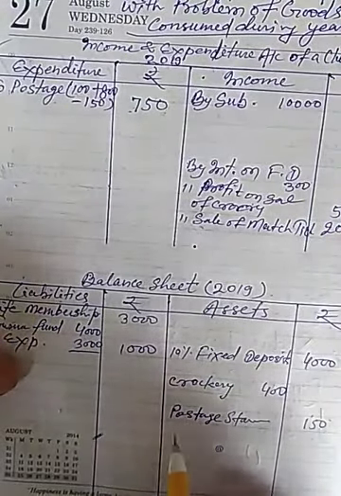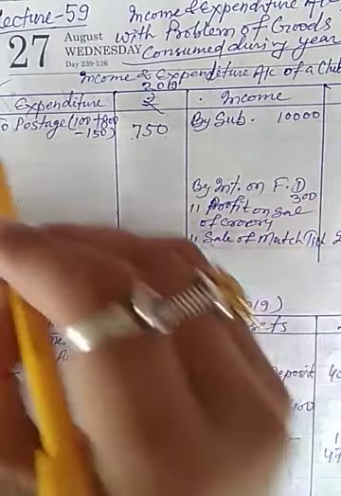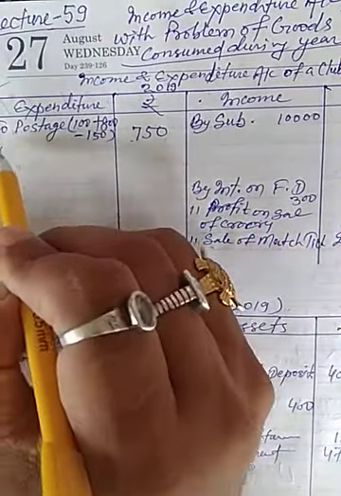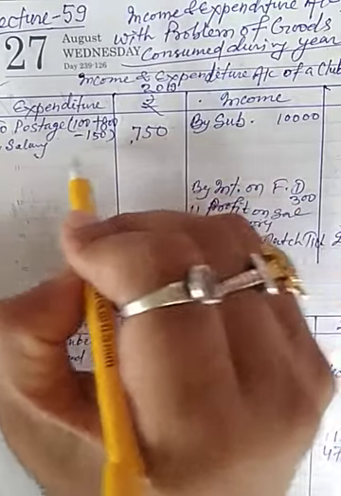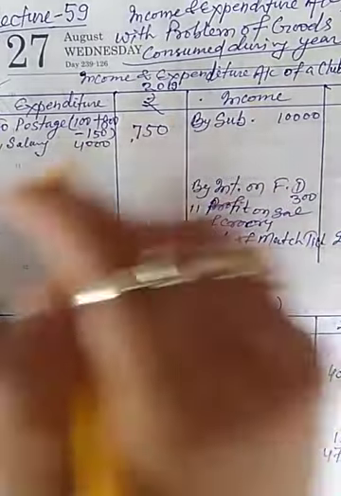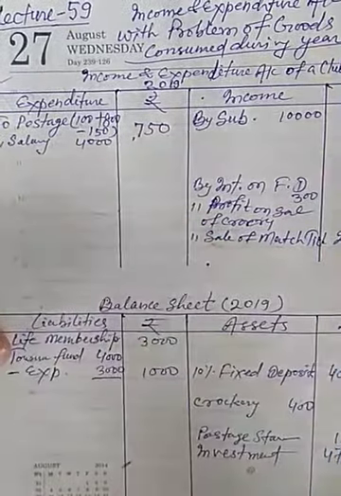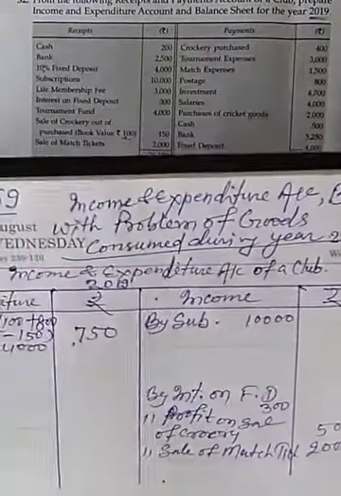Now salary is given, so I will write salary 1500, 4000. So salary 4000. Outstanding is also given, so I will adjust it later.